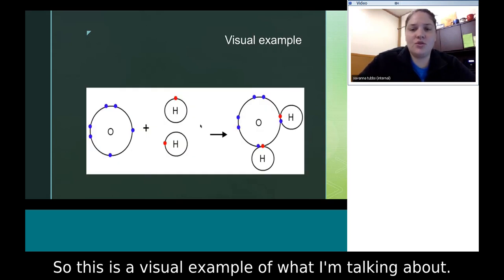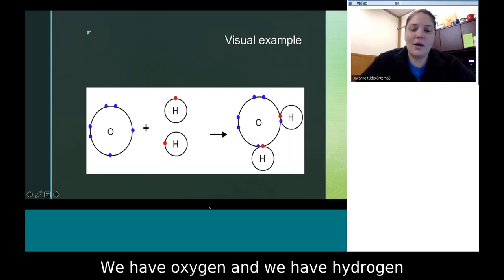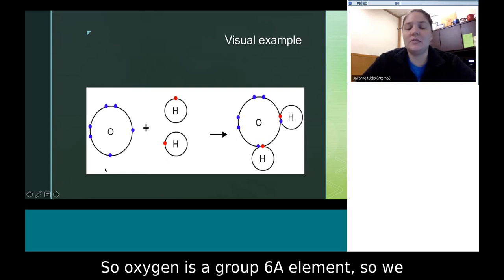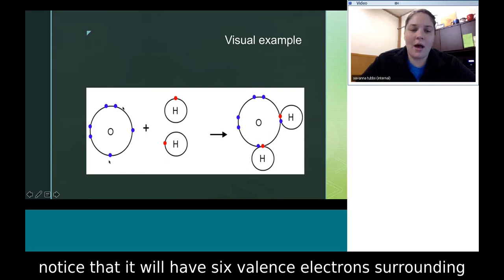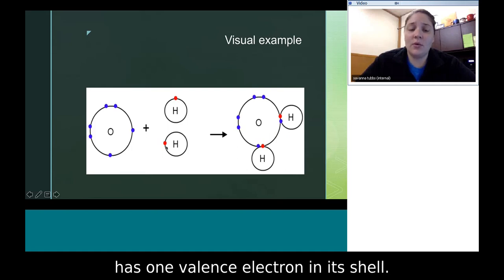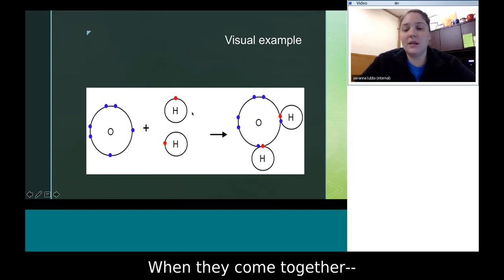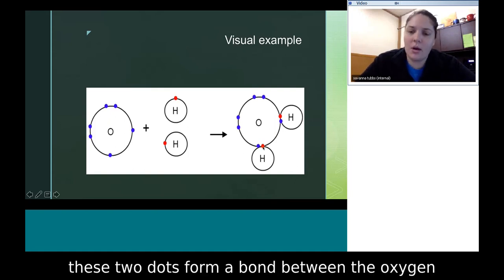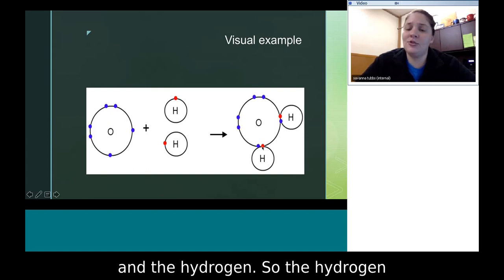So this is a visual example of what I'm talking about. We have oxygen and we have hydrogen that are coming together to form water. Oxygen is a group 6A element, so we notice that it will have 6 valence electrons surrounding it. Hydrogen is a group 1A, so it only has 1 valence electron in its shell. When they come together, you see right here, these two dots form a bond between the oxygen and the hydrogen.